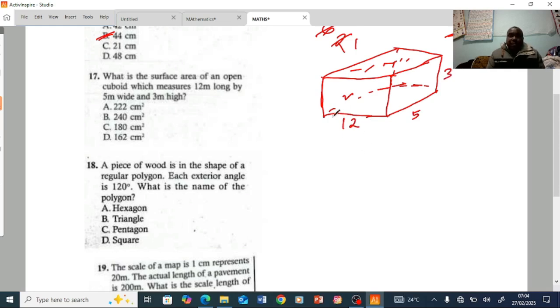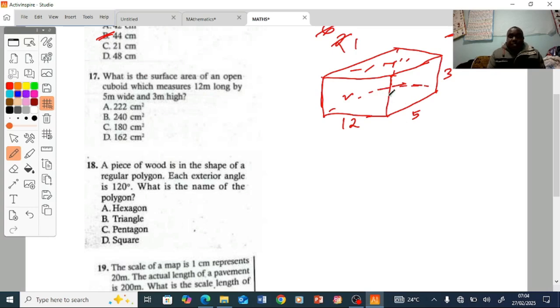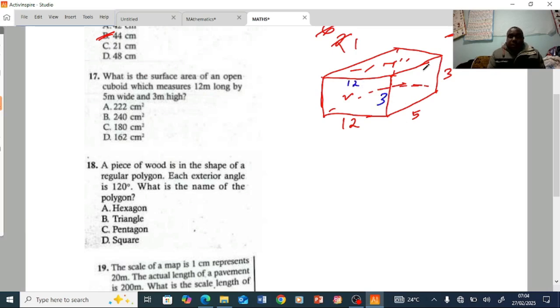So that one is simple. We will calculate. This height here is 3 also. This is 3. This is 12. This is 5. This is 5. This is 12, this is 12. So we can calculate this face first, that is 12 times 3, then times 2, because this and the other face, we get the answer. We can calculate this face here, which is 5 times 3 times 2 for the other side. Now we have calculated this and that, this and that.